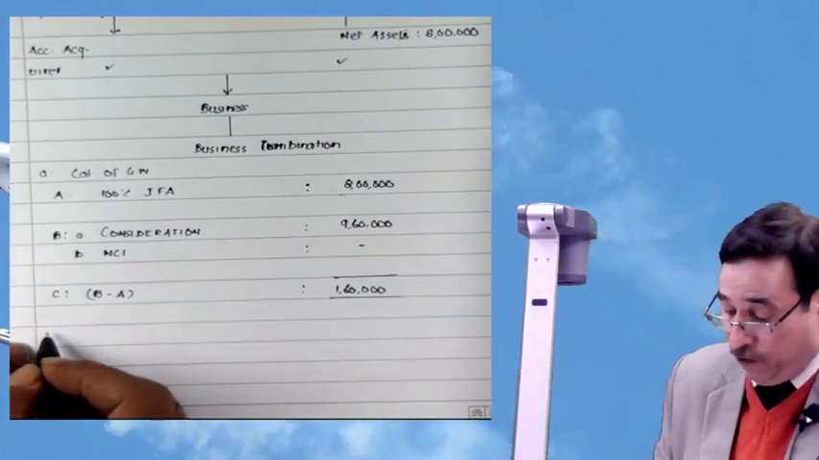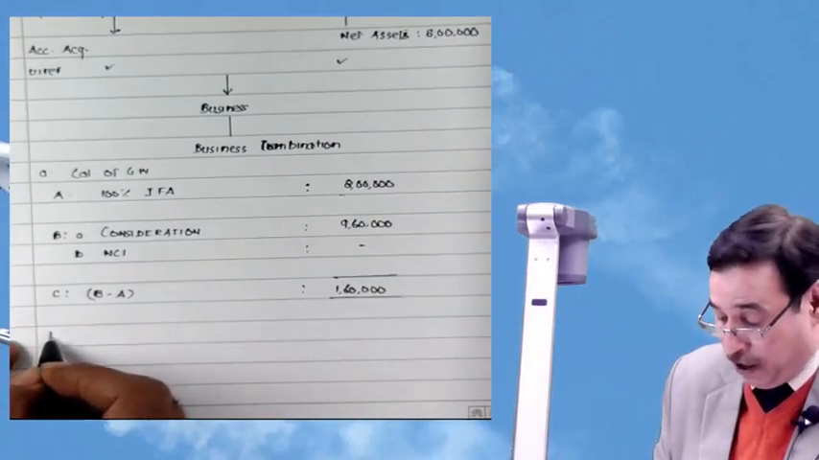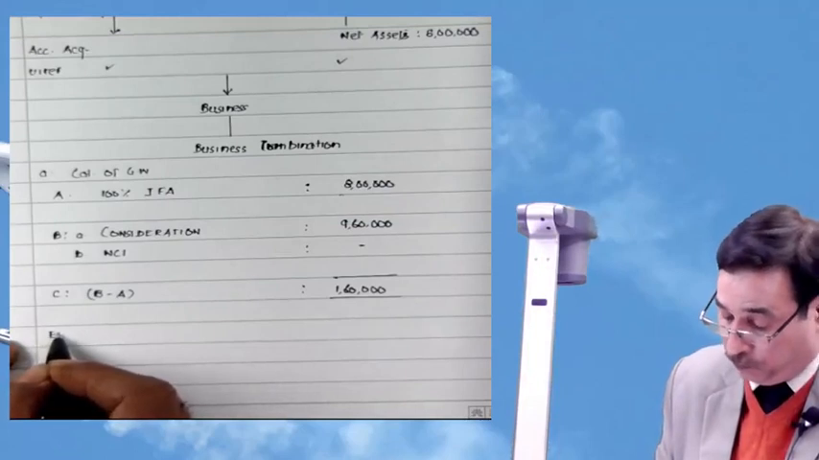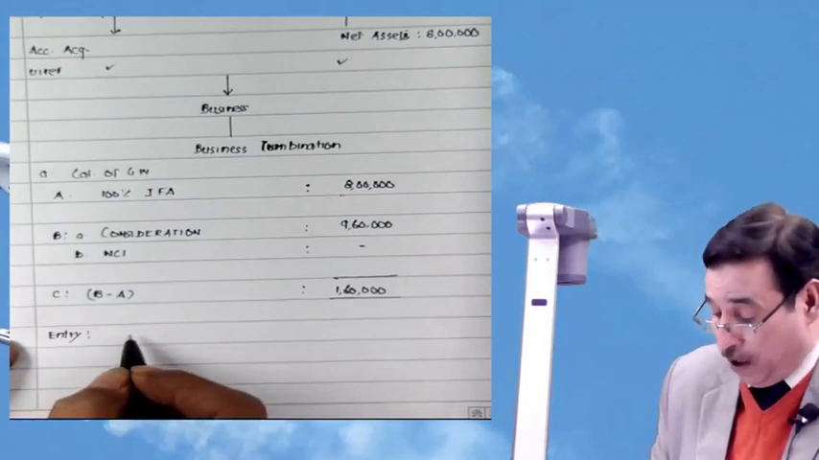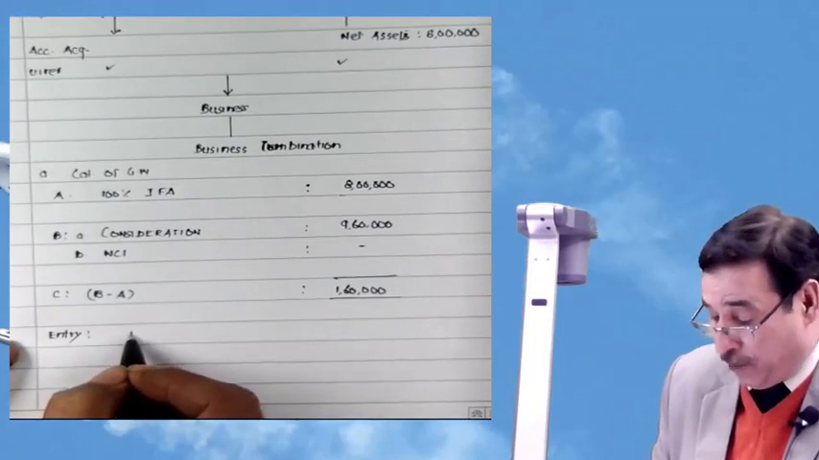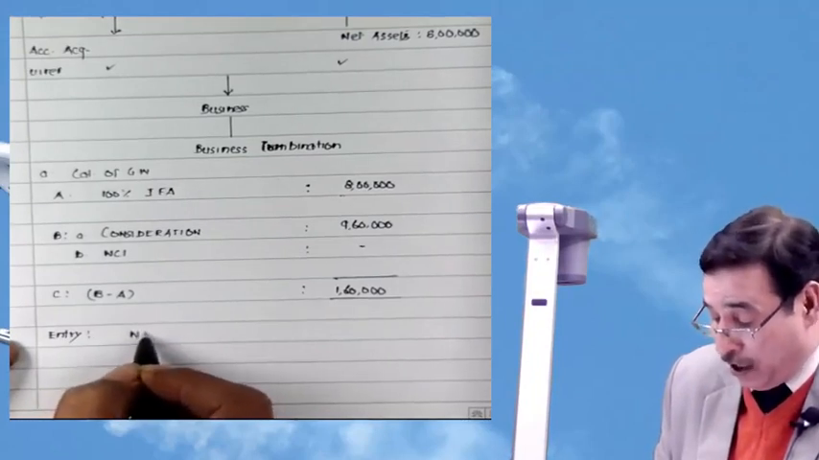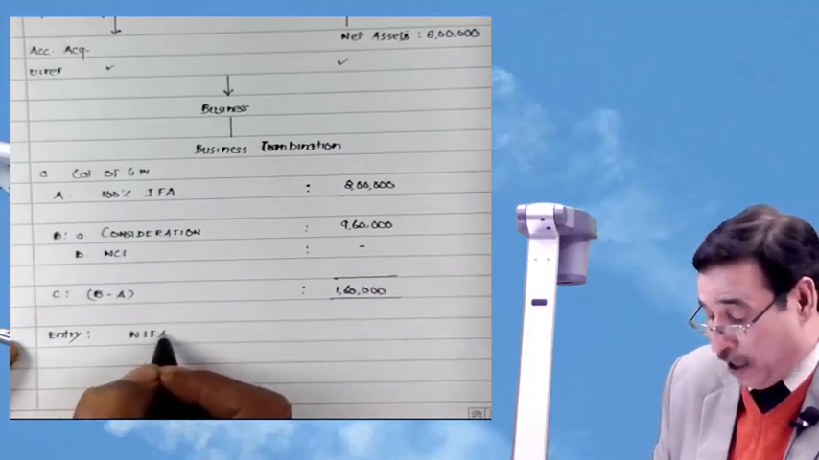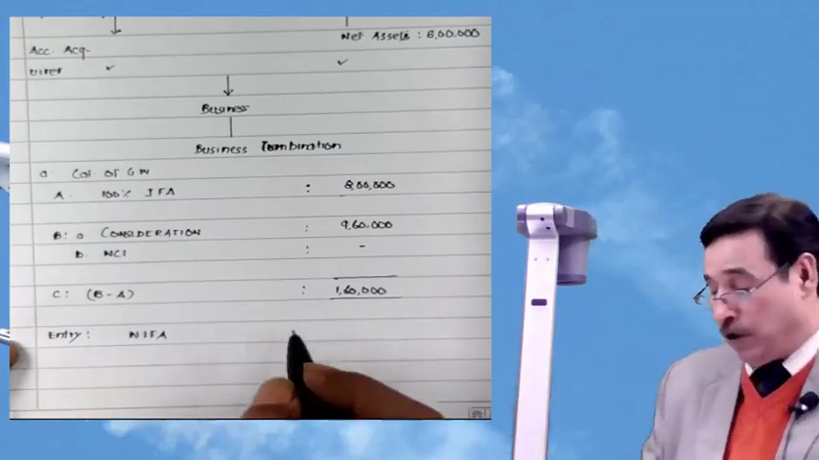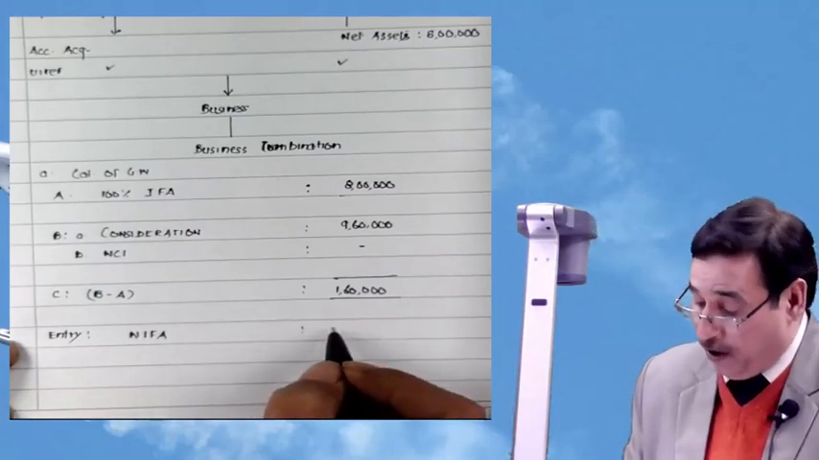Correct? Now I will have to pass an entry. I will pass the entry this way. Net identifiable asset, you can use the long form also, 8 lakhs.